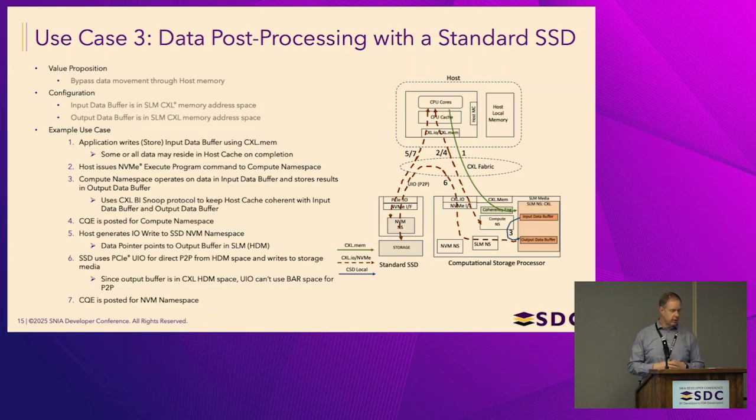And in this case, we're going to have the host issue an I/O write to the traditional SSD, and the data pointer is going to point to the output buffer in our SLM, and it can do that because it's host addressable memory. It knows where that is, and then that write operation will pull the data out of the SLM, write it to the SSD using PCIe UIO for direct peer-to-peer transfer.